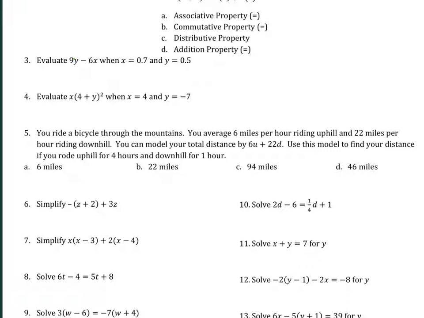Number 5 says you ride a bicycle through the mountains. You average 6 miles per hour riding uphill and 22 miles per hour downhill. You can model your total distance by 6 times u plus 22 times d. So you're going to use this model to find your distance if you rode uphill for 4 hours and downhill for 1 hour. So use these two values to plug into that expression and solve. Your choices are 6 miles, 22 miles, 94 miles, and 46 miles. It's a distance. It's how far you went.